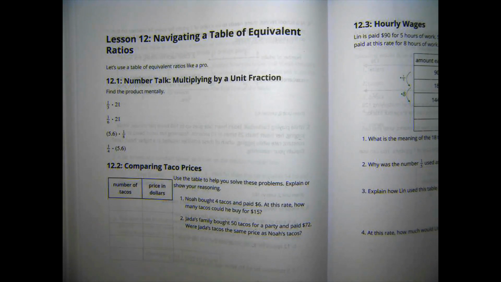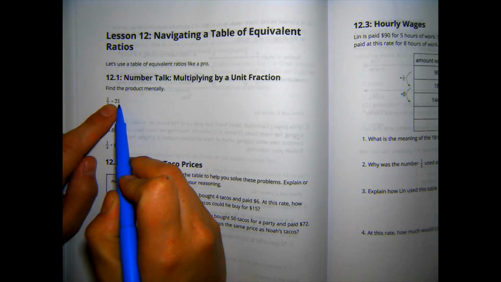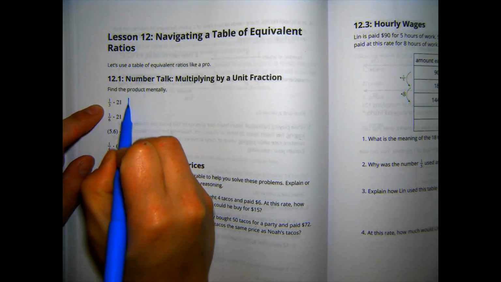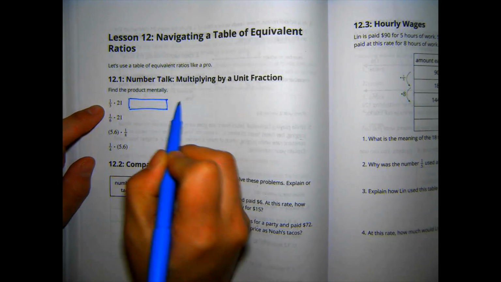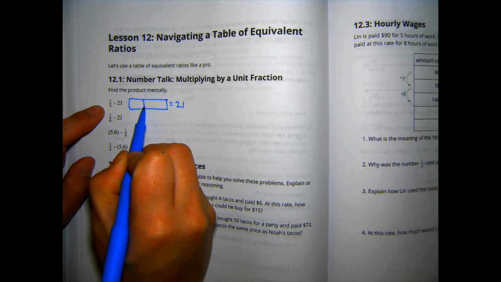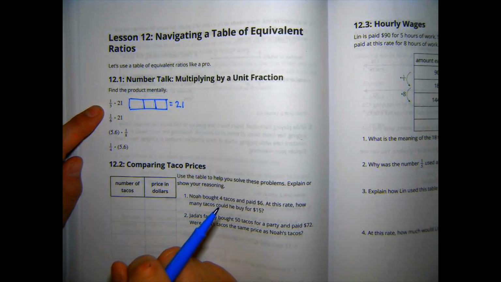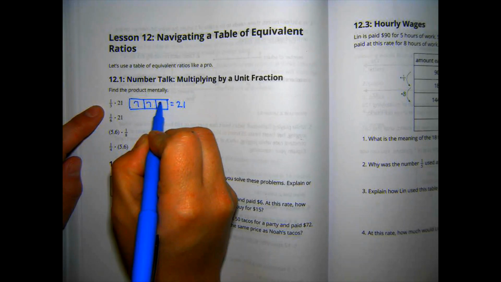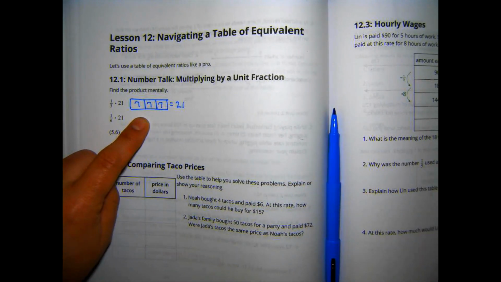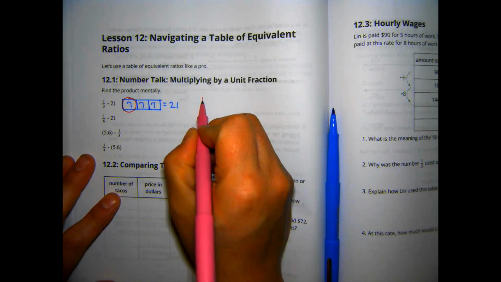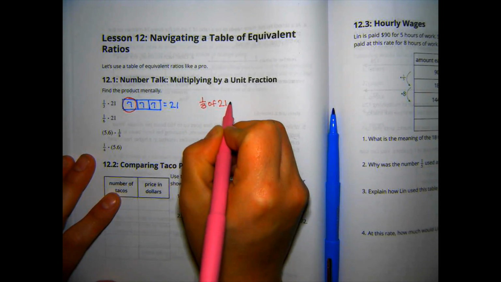Here's what I was thinking for these four problems. Since I'm doing 1/3 of 21, I thought about breaking 21 into three groups. So if this whole thing represents 21, and I broke it into three groups, how much would be in each group? 3 times what gives me 21? It's 7. So if I'm just wanting 1/3 of 21, I would be wanting one group. So 1/3 of 21 is 7.